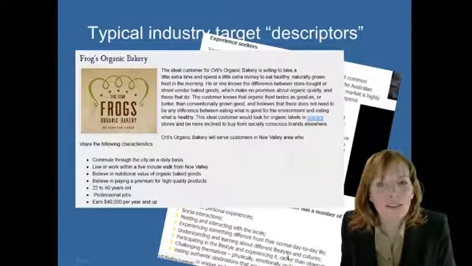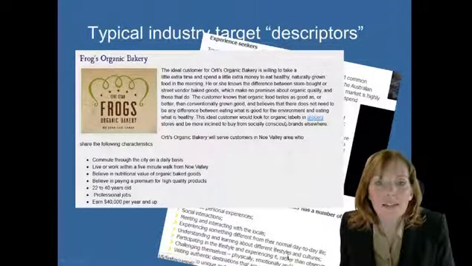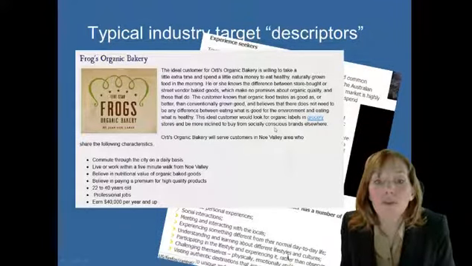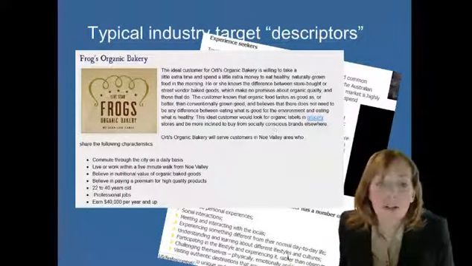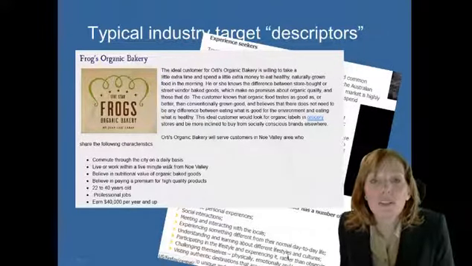They make no promises about quality, and those that do, the customer knows that organic food tastes as good as or better than conventionally grown food and believes that there does not need to be any difference between eating what is good for the environment and eating what is healthy. This ideal customer would look for organic labels in grocery stores and be more inclined to buy from socially conscious brands everywhere. So they're serving people in the valley that commute through the city on a daily basis.